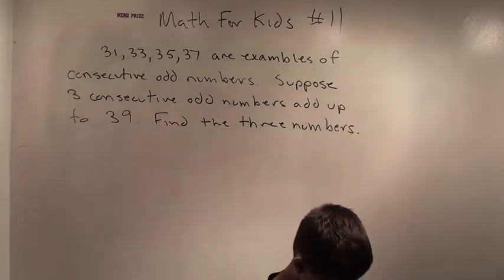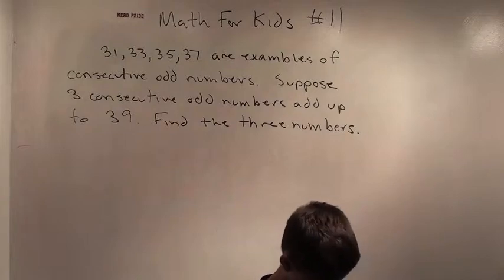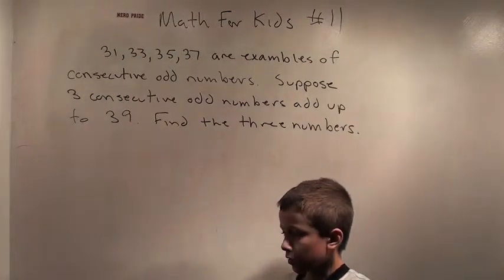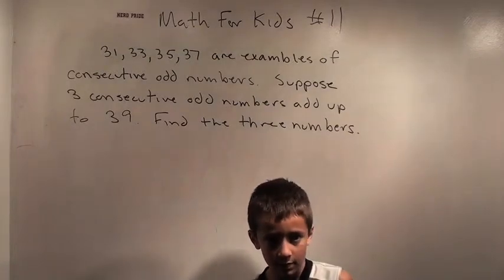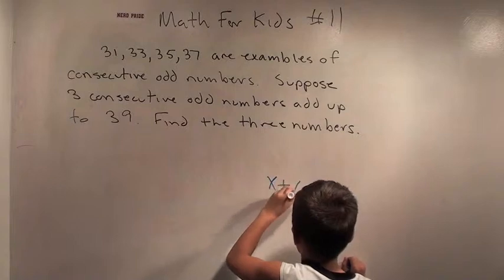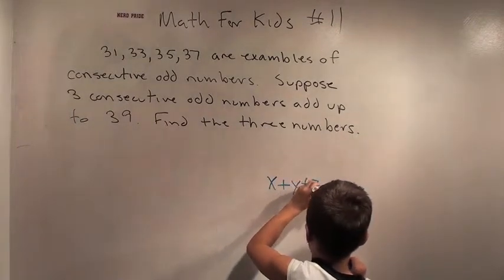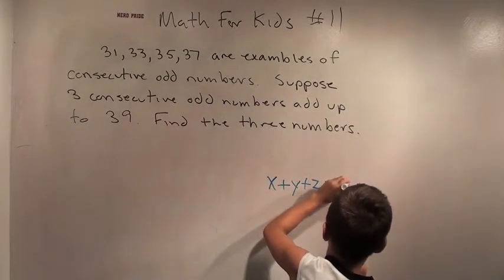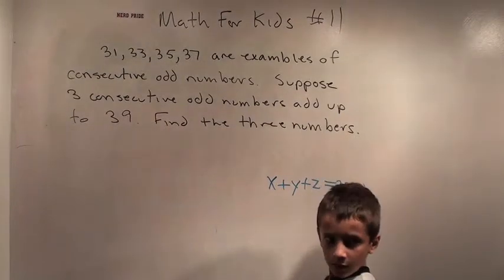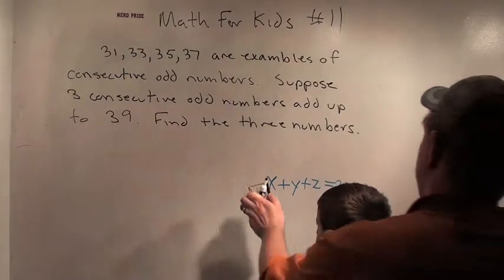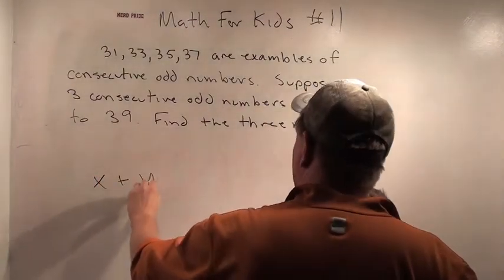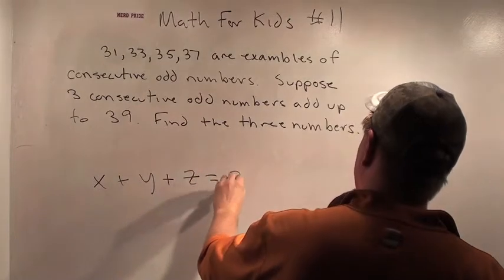How would you approach a problem like this? Because we don't know what the numbers are, you could call them x, y, and z. Okay, great. That's a great start. So the first number is x. So x plus y plus z equals 39. I'm going to help you write this so it shows up in the video. So we're going to write x plus y plus z equals 39.